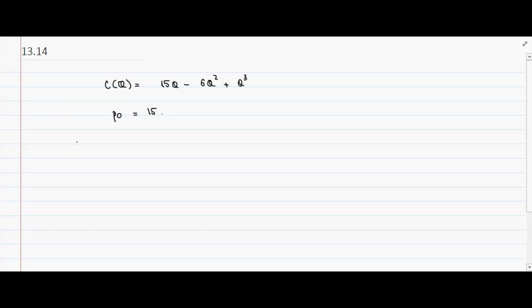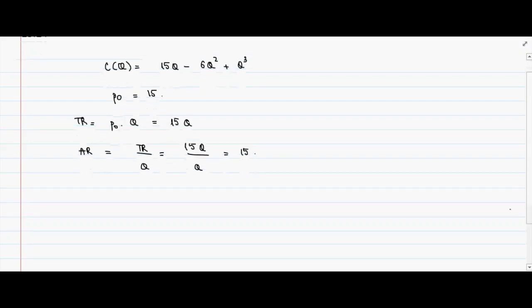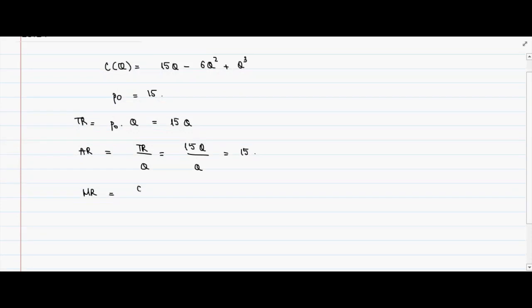Okay, so total revenue. Total revenue is just going to be the price times the total quantity the firm is selling, and the firm can sell anything at the price P equal to 15, so therefore it becomes 15 times Q. Depending on how many units of output it is selling at the price of 15 each, that is going to give the firm the total amount of money it is going to get. Now average revenue is just going to be the total revenue divided by quantity Q. So it's just 15Q divided by Q, and so that is just 15. Marginal revenue is just going to be the differential of the total revenue with respect to quantity. So if I differentiate this, I'll get 15.